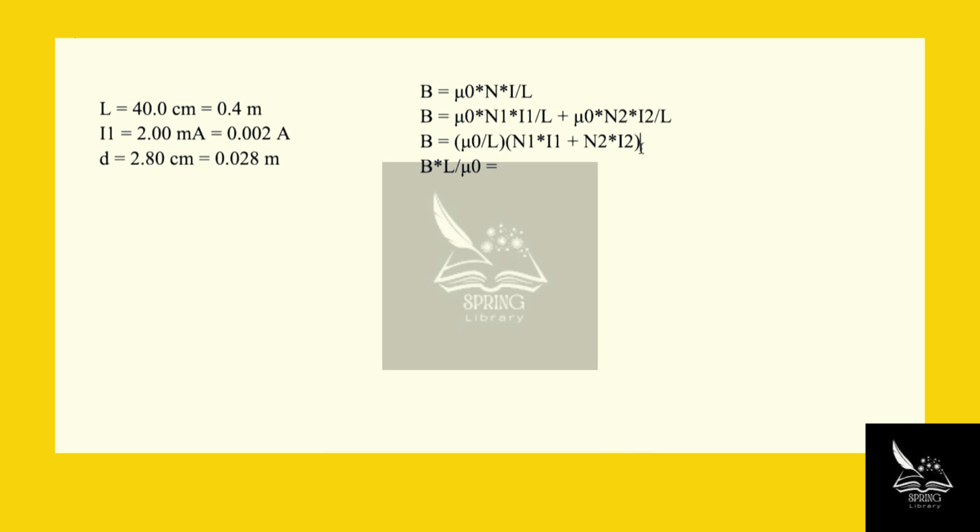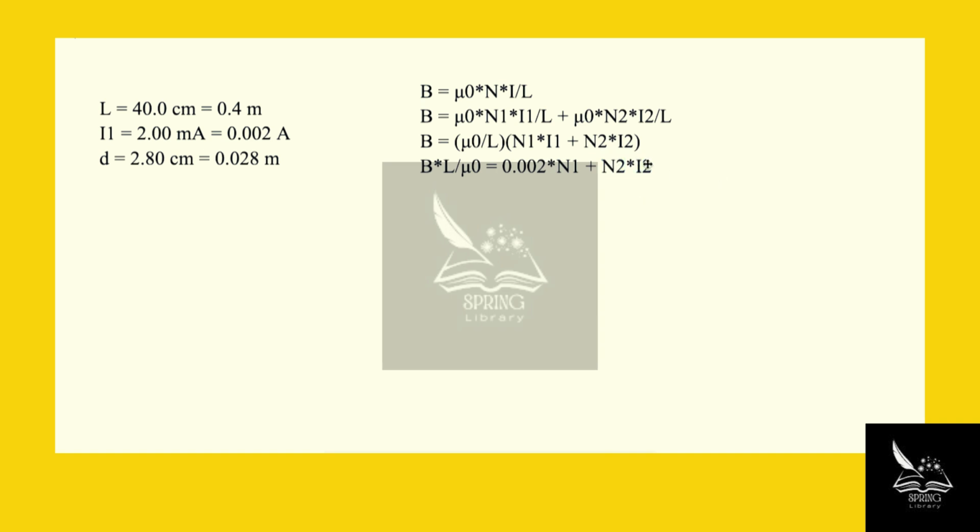And remember, we're told what I1 is. So I'm just going to plug that in explicitly here. I1 is 2 milliamps, so 0.002 amps. I'm plugging that in explicitly so that we can see what the unknown variables are, because we don't know B, N1, N2, and I2.